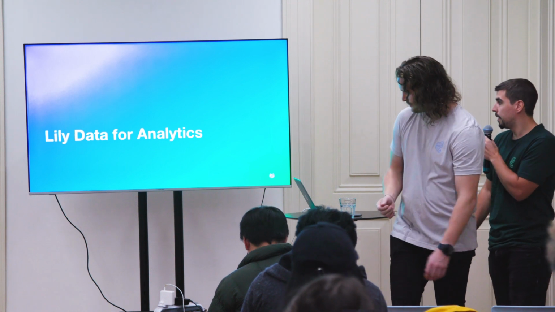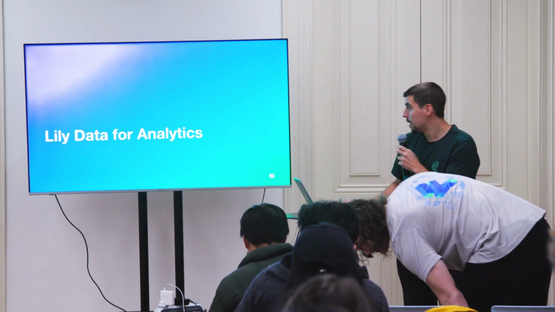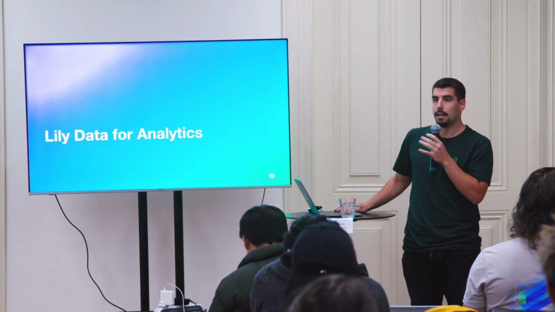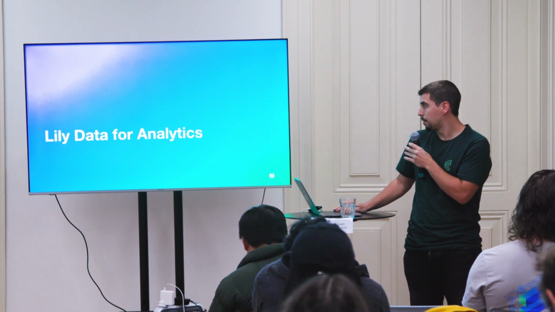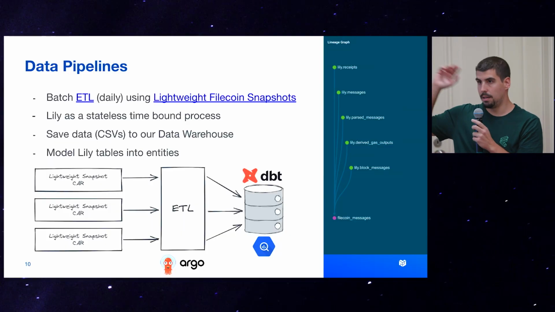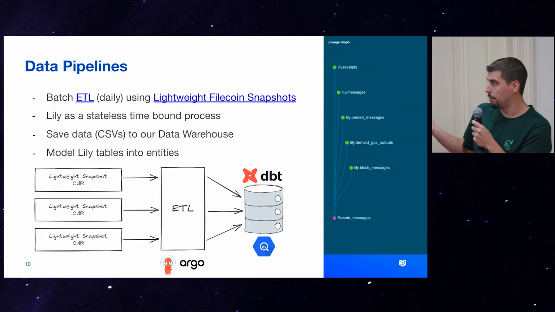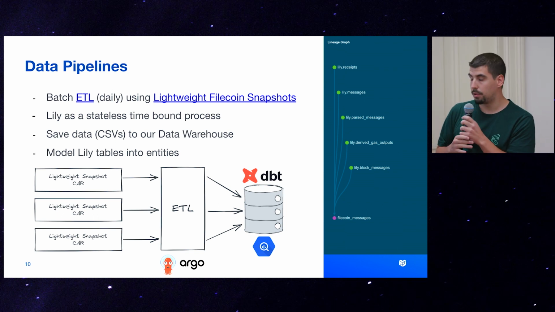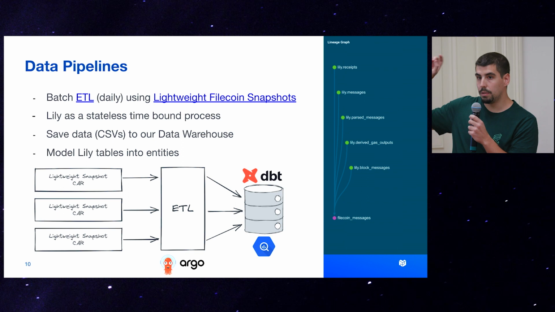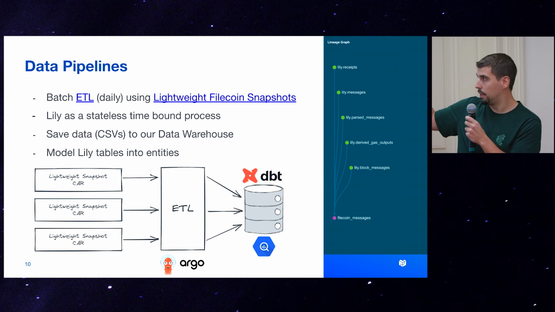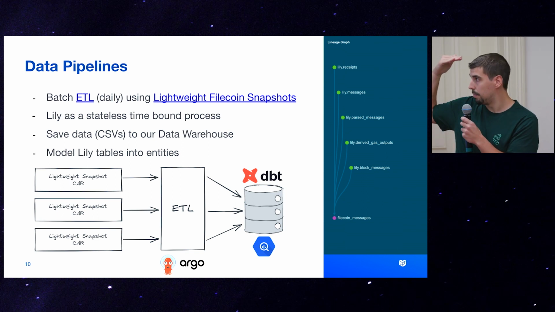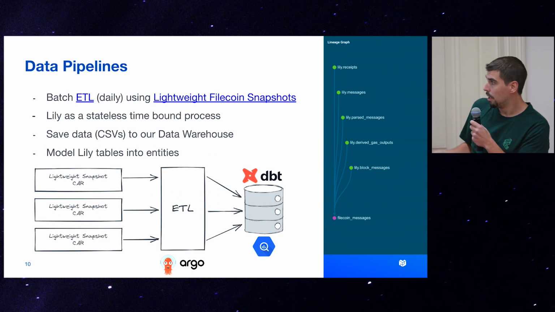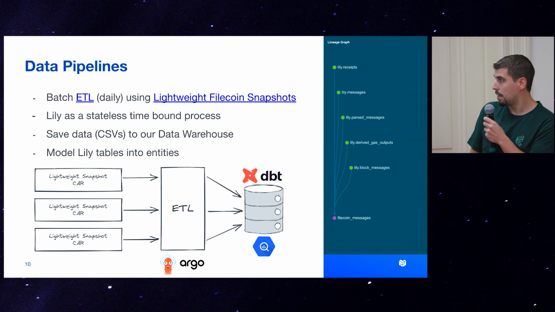Hi, I'm David from the data team. I'm going to talk more on the side of how we use Lily to get the information and power our internal dashboards. Basically, we don't have to run Lily in a distributed mode, so we rely on an ETL pipeline and lightweight snapshots to spin up a node, get the snapshot, load it into Lily, generate the CSVs, bring down the node, and save the CSVs into our data warehouse. So Lily is totally stateless on our end.